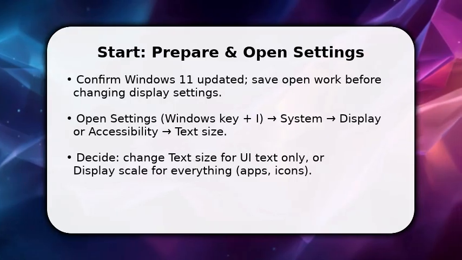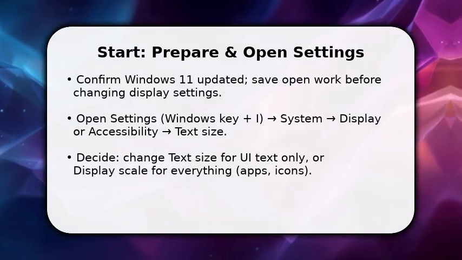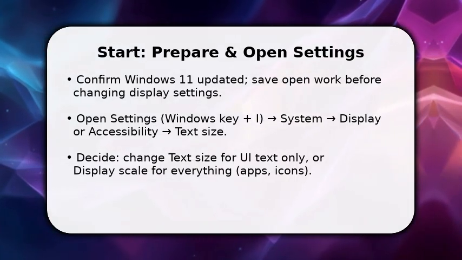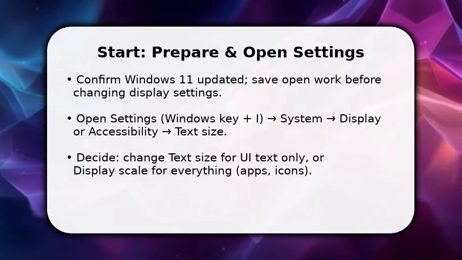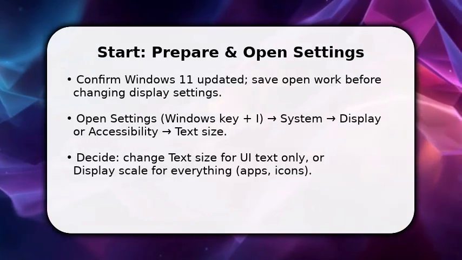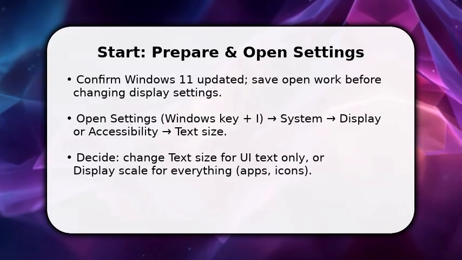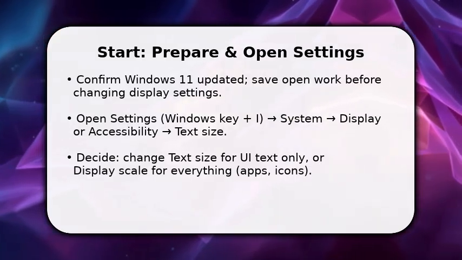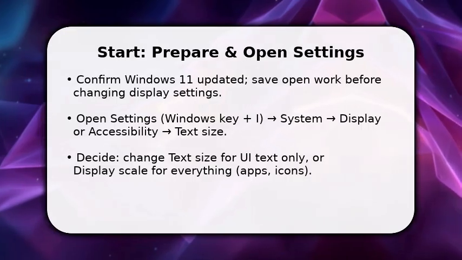You'll start by making sure Windows 11 is up to date and you've saved any work. Once done, press Windows key plus I and open Settings. Navigate to Accessibility > Text size for a quick, focused change to text, or go to System > Display > Scale for a broader adjustment affecting apps and icons.